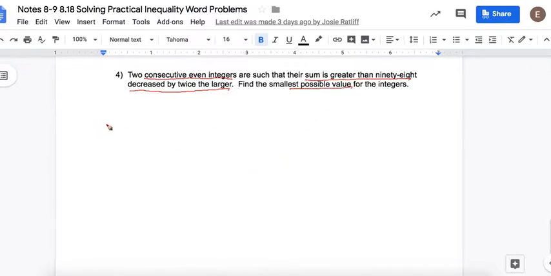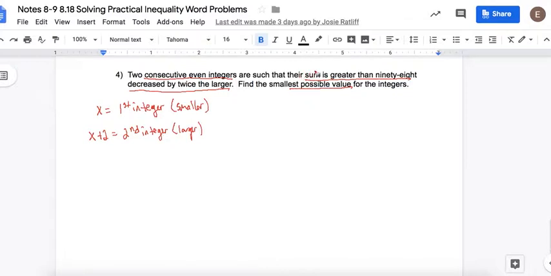Okay, so we're looking for two consecutive even integers. So we could say x equals the first integer, which of course would be the smaller one. And then if we're doing consecutive integers, that's one after the other. So if we had any even integer here, how could we get to the next even integer? We'd have to add 2. So x plus 2 equals second integer. And this, of course, would be the larger one.